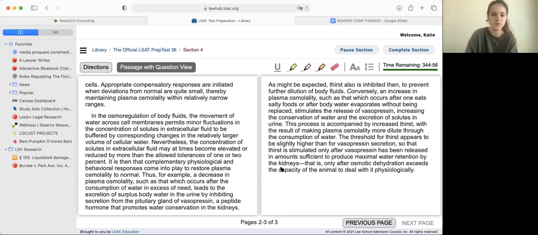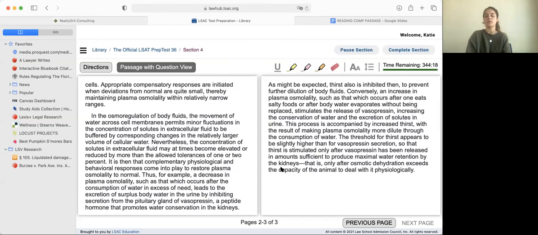Nevertheless, the concentration of solutes in extracellular fluid may at times become elevated or reduced by more than the allowed tolerances of 1 or 2%. It is then that complementary physiological and behavioral responses come into play to restore plasma osmolality to normal. Thus, for example, a decrease in plasma osmolality, such as that which occurs after the consumption of water in excess of need, leads to the excretion of surplus body water in the urine by inhibiting secretion from the pituitary gland of vasopressin, a peptide hormone that promotes water conservation in the kidneys.